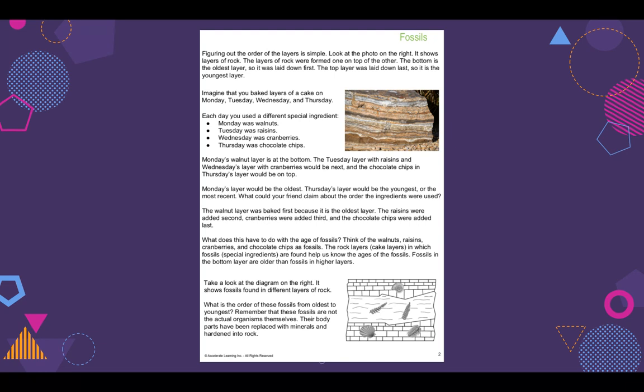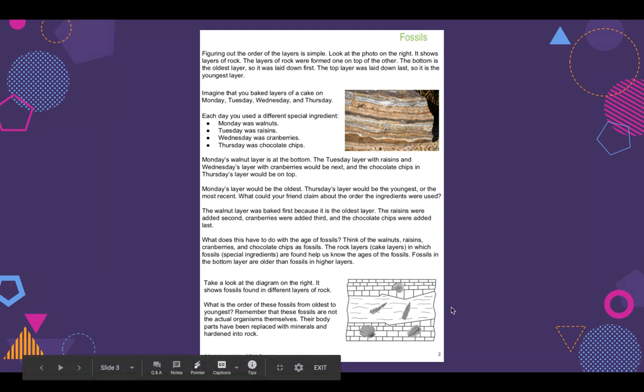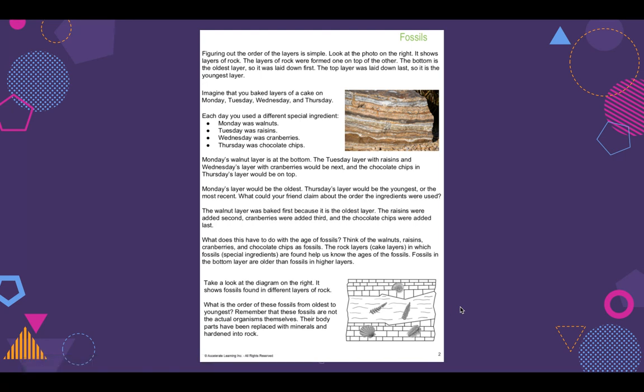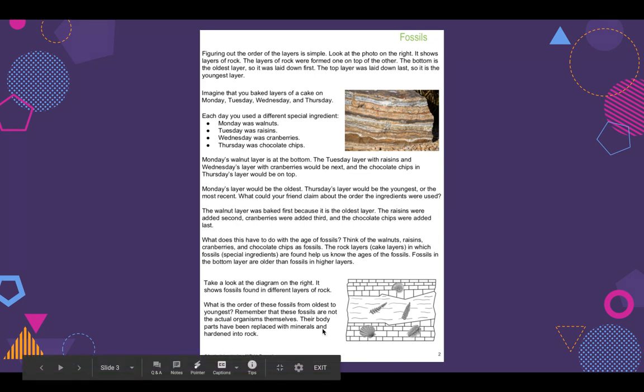Fossils in the bottom layer are older than fossils in higher layers. Take a look at the diagram on the right. It shows fossils found in different layers of rock. What is the order of these fossils from oldest to youngest? Remember that these fossils are not the actual organisms themselves. Their body parts have been replaced with minerals and hardened into rock. So I would love for you to jot that down in your science notebook right now, just for notes. We're just taking notes. But tell me which fossils were the oldest to the youngest in this picture right here.